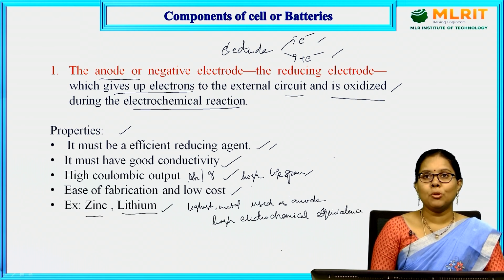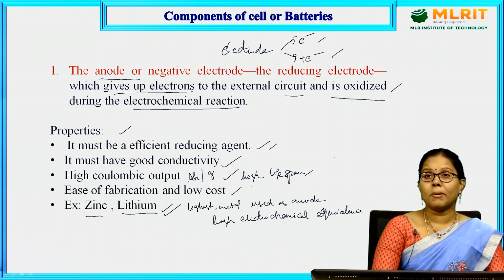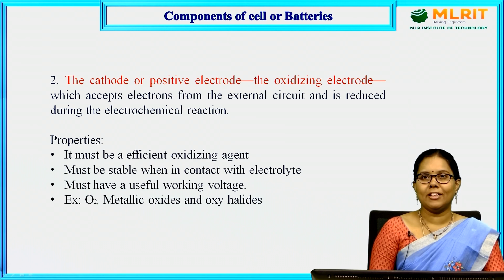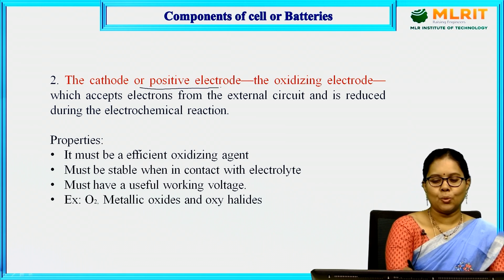Lithium is suitable and compatible with the electrolyte. That's why in most of the batteries nowadays we are choosing lithium. And the next component of the battery is the cathode. The cathode is also called the positive electrode.